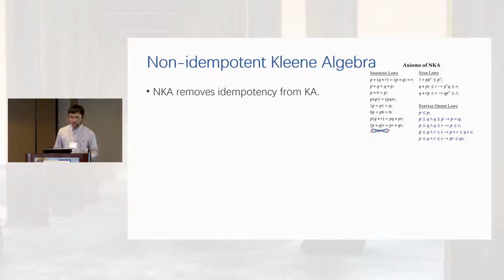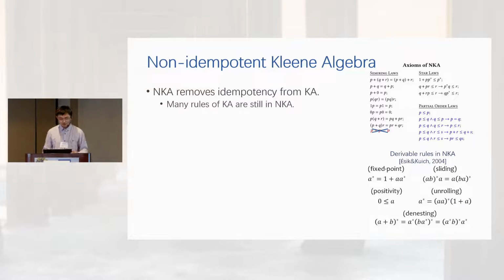We start with the Non-Idempotent Kleene Algebra, abbreviated as NKA. It basically removes the idempotent law P plus P equals P, which is marked red in the right figure, though it's small, from the Kleene algebra. With the removal of the idempotency rule, the original partial order no longer exists. So we replace the partial order by any partial order, while the addition and the multiplication are monotone.